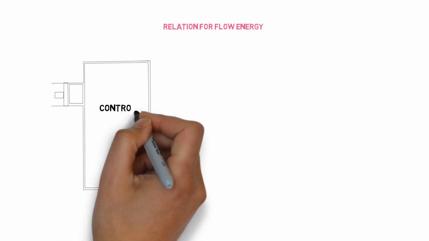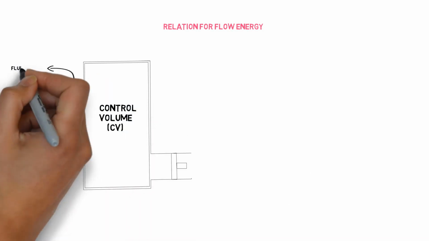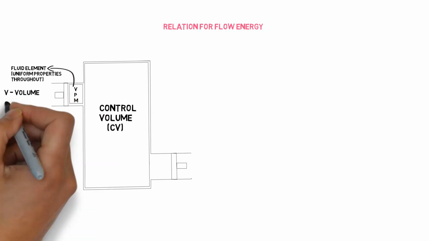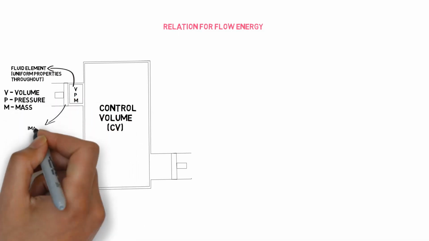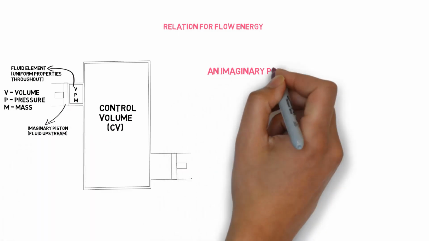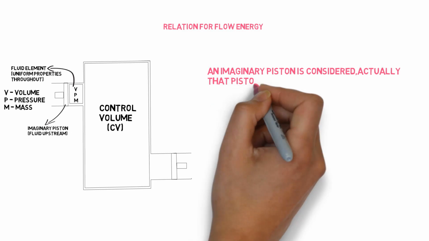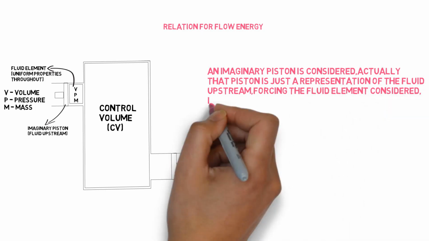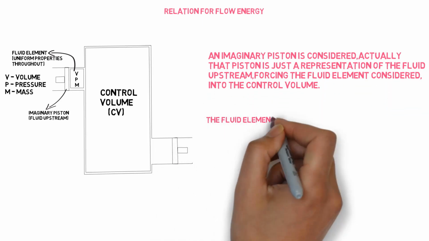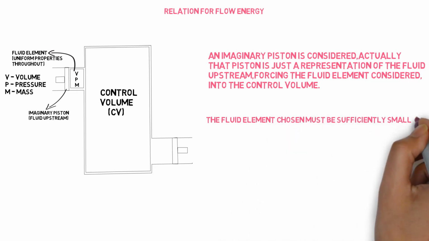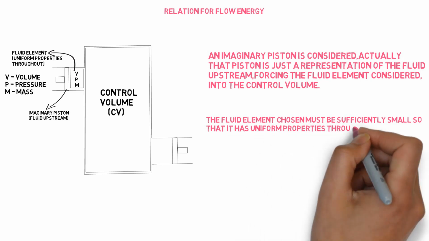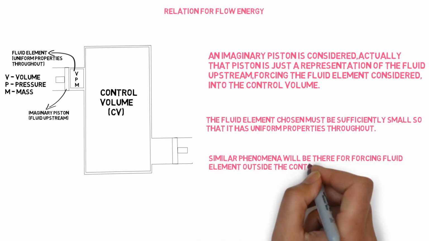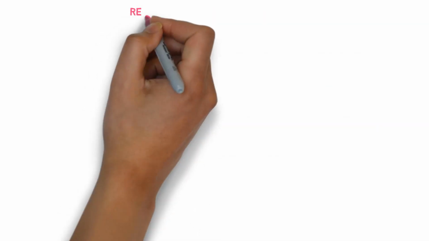For that, we have to consider a control volume as shown here, and this is showing a fluid element having uniform properties throughout, like volume, pressure and mass. And this is an imaginary piston showing the fluid upstream. That is, the imaginary piston is just a representation of the fluid upstream forcing the fluid element into the control volume. The chosen fluid element must be sufficiently small so that it has uniform properties throughout, and a similar phenomenon will be there for forcing the fluid element outside the control volume, thus maintaining the flow.